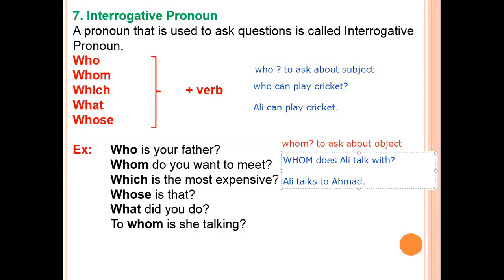For example, to whom is she talking? She has already been given to you. She is the subject. Whom we want to find out here. Who is your father? We want to know about the subject. Ali is my father. Is this clear to all of you? Everyone? All right.